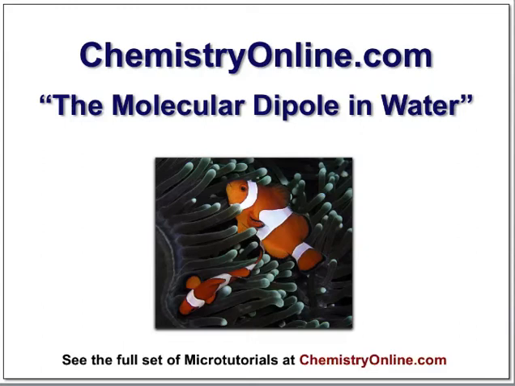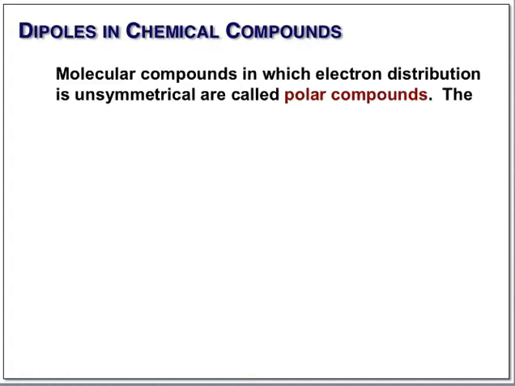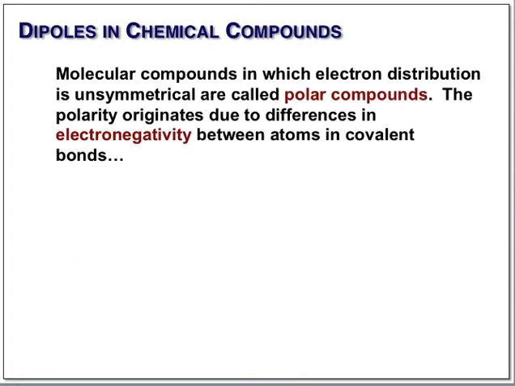Welcome to Chemistry Online. Today we're going to talk about the molecular dipole in water. Recall that molecular compounds in which electron distribution is unsymmetrical around covalent bonds are referred to as polar compounds. The polarity originates due to differences in electronegativity between atoms in those covalent bonds.